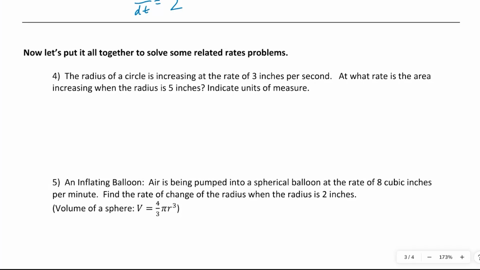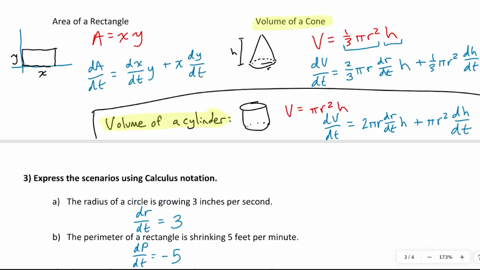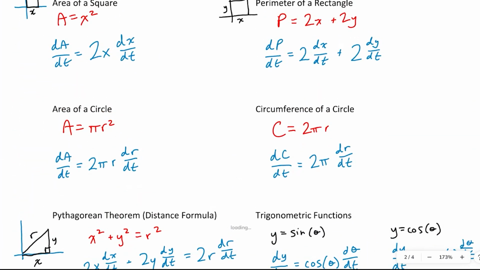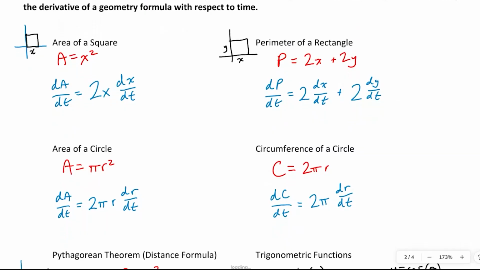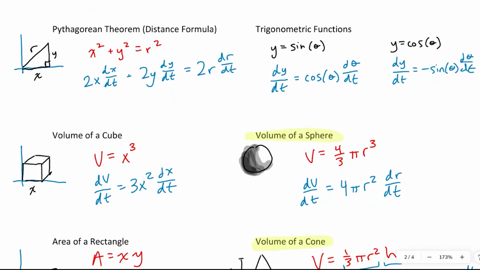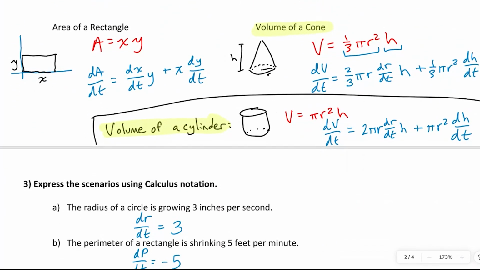So maybe take a moment to reread the problem. The radius of a circle is increasing at a rate of 3 inches per second. At what rate is the area increasing when the radius is 5 inches? So from all those geometry formulas we just wrote down, which formula do you think is the most relevant to this problem? Area, yeah, area of a circle.